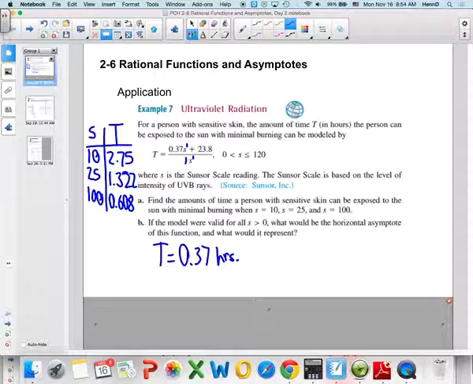The maximum you could be out and guarantee you won't be burned, no matter how intense the sun gets, would be 0.37 hours. Okay, so about 20 minutes or so. It doesn't matter how intense the sun is, you're not going to get burned.